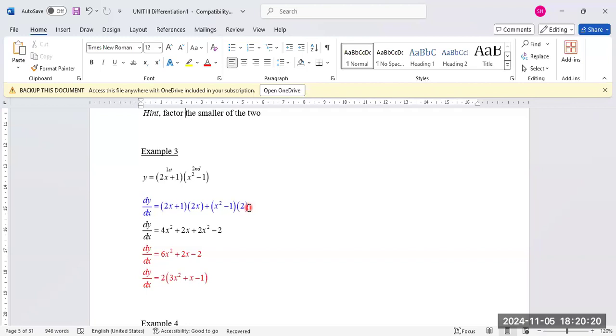So I just need to correct something. Let me just change position here. I need to correct something because one of the greatest mistakes you can ever make in your life as a student.